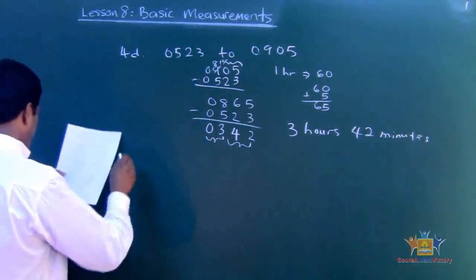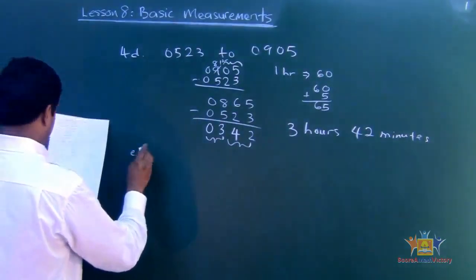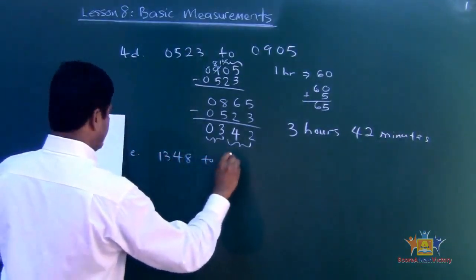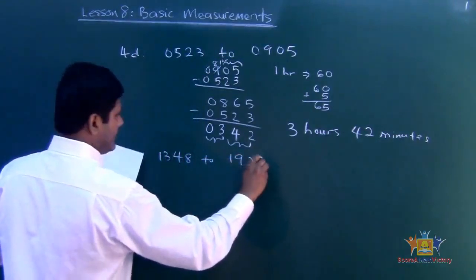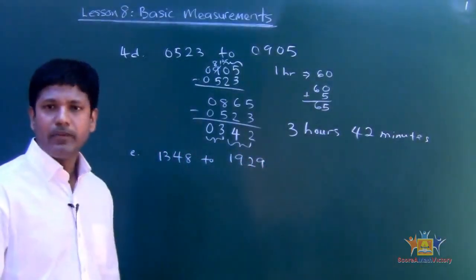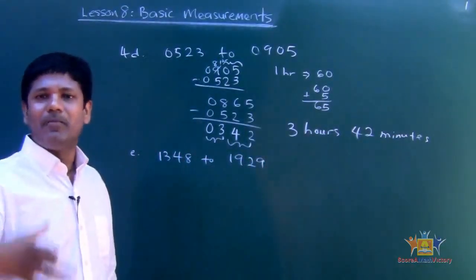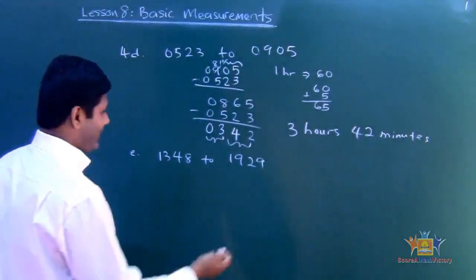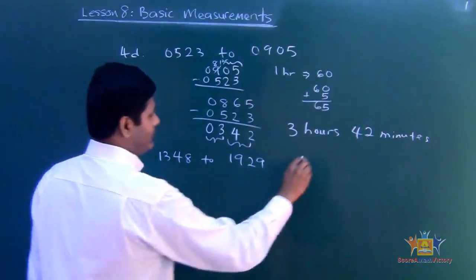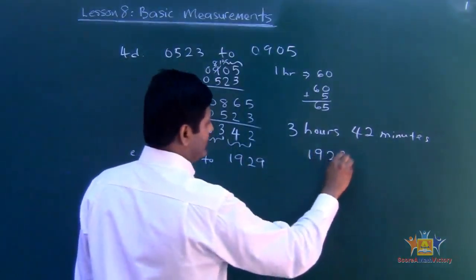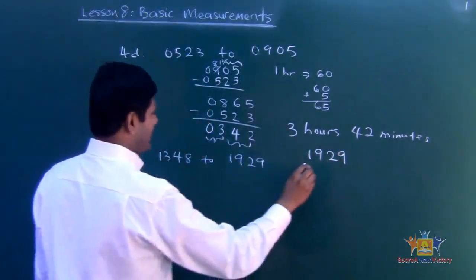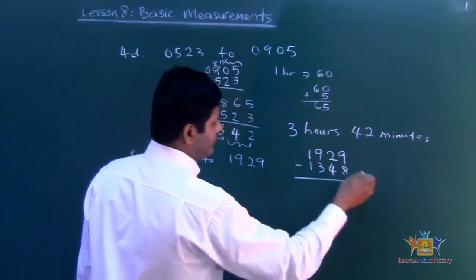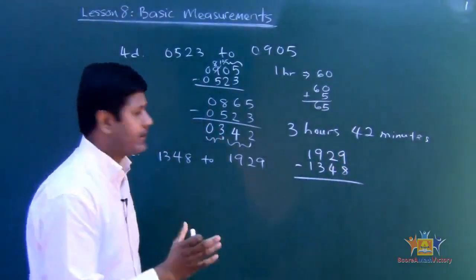Now problem E, you're given 1348 to 1929. Alright, what do we do? Line them up by putting the big number at the top and the small number below it. So this is the big one, this is the small one. So we're going to put 1929, and then we're going to take the small one and put it right below it. Make sure you line them up. Alright, so line them up before you start subtracting.